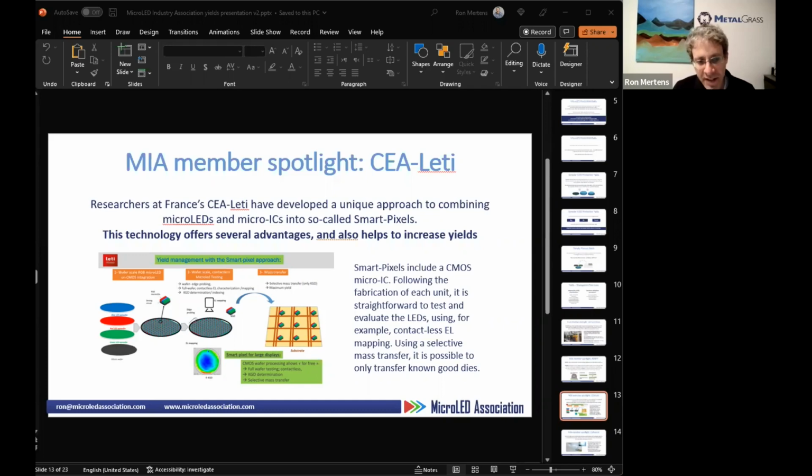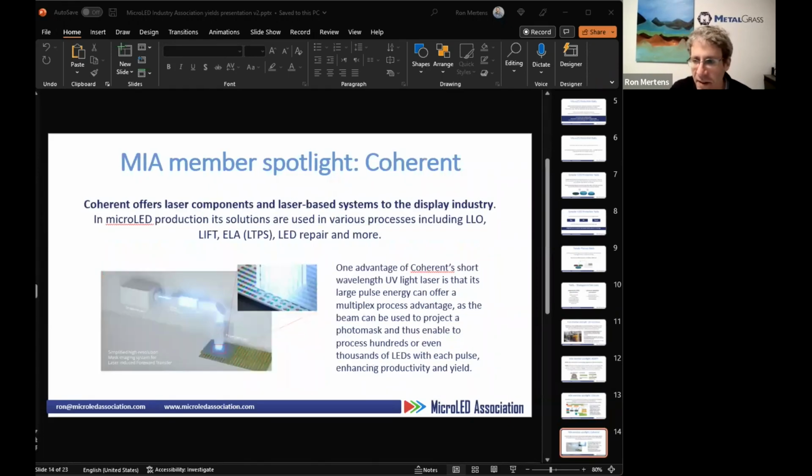And one of the advantages here is that the backplane is relatively simpler compared to an active matrix one. And a major advantage here is that it's easier to inspect these smart pixels. You can use contactless EL mapping, for example, and then you can transfer using a selective transfer tool. You can choose to select only the workable display engine. And according to work done at CEA, it seems that simplified testing results in actually improved yields. And we see several companies offer similar architectures for micro ICs.